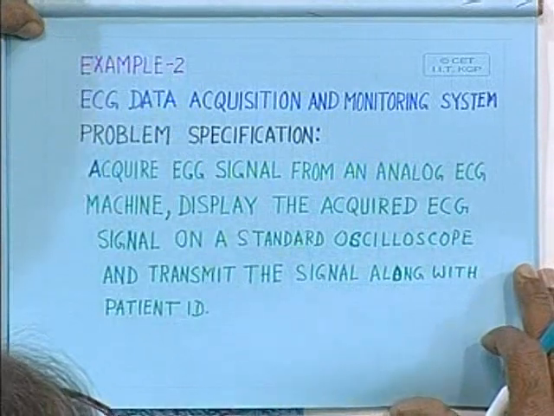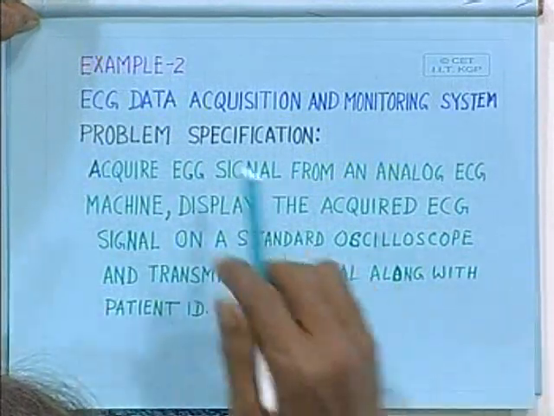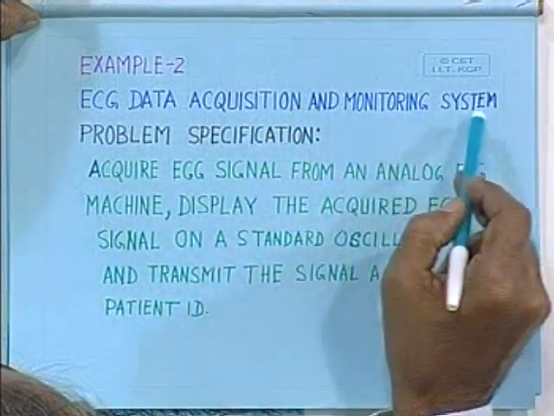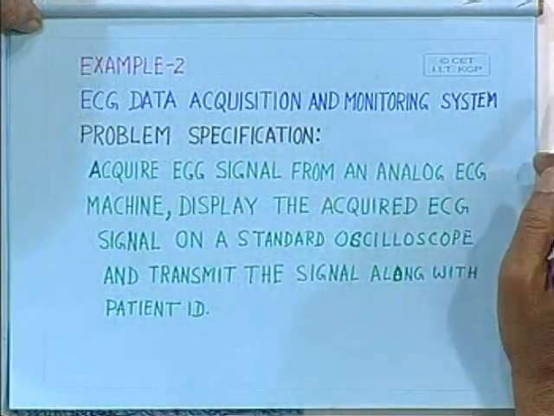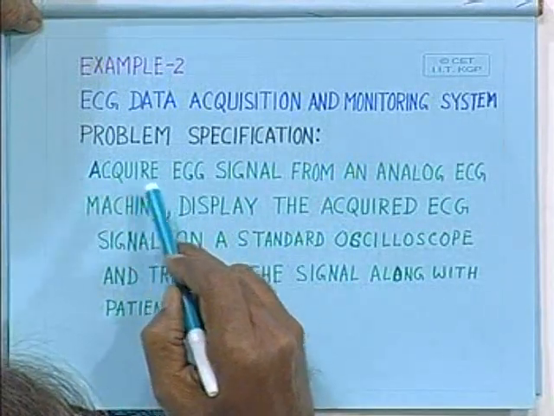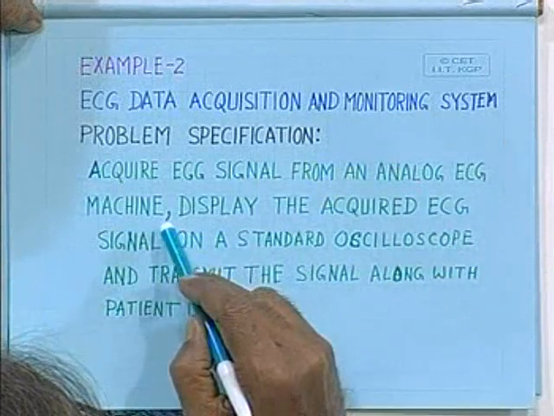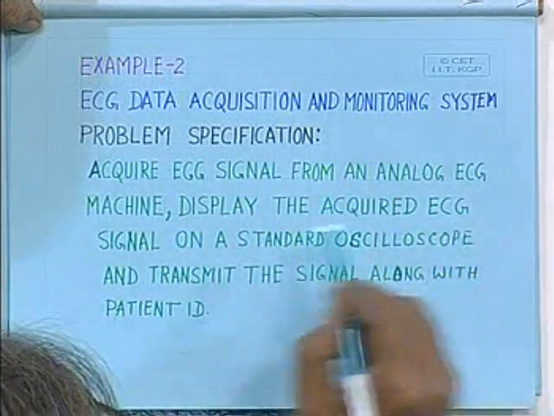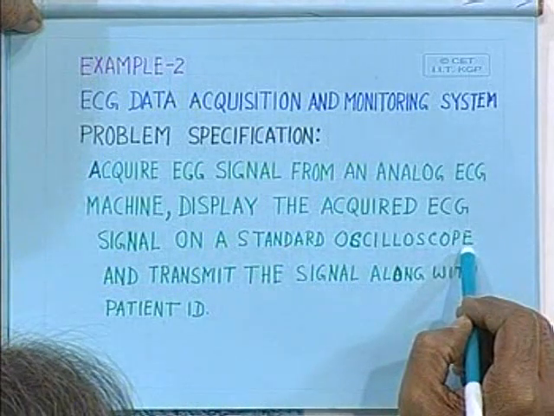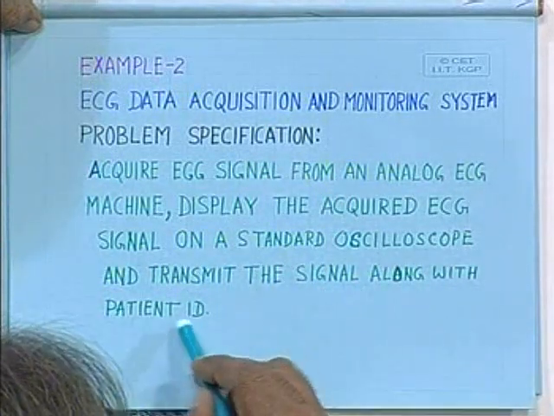As I was telling, microcontrollers are finding use in our day-to-day applications. And in fact, nowadays, telemedicine is becoming very, very popular. Even in our country, telemedicine is being widely used. And this system is developed with that application in mind. So it is an ECG data acquisition and monitoring system. The specification is that it acquires the ECG signal from an analog ECG machine, displays the acquired ECG signal on a standard oscilloscope, and transmits the signal along with the patient ID.